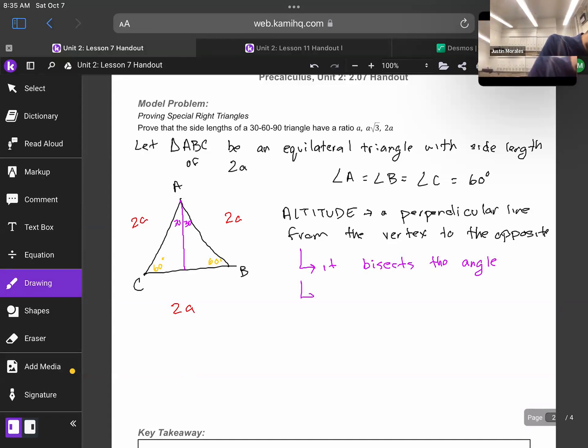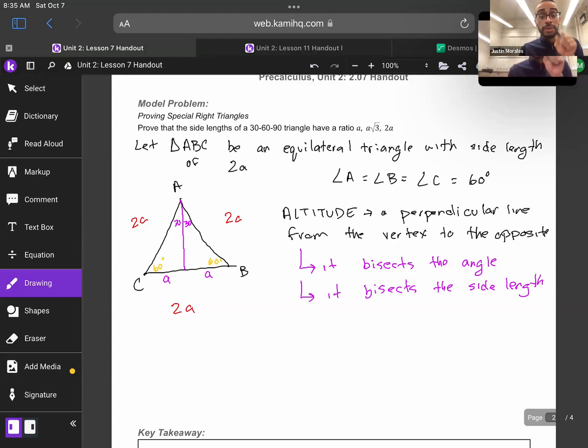And it bisects the side length. So if originally each side length was 2a, that means from here to here, this is a, and from here to here, that is a, because a plus a equals 2a. So if you're starting to notice, I have that a side length, I have that 2a side length. I'm now just missing that a radical 3.